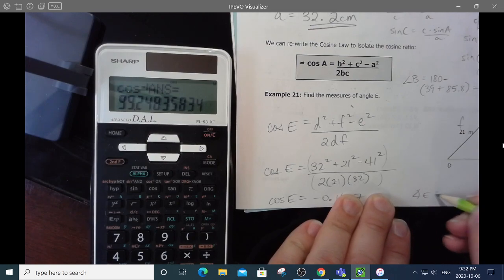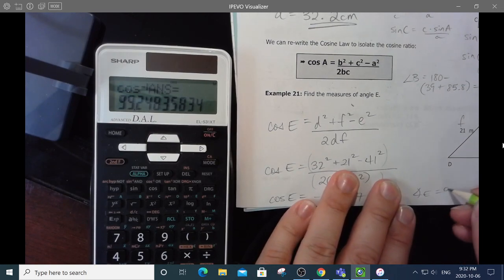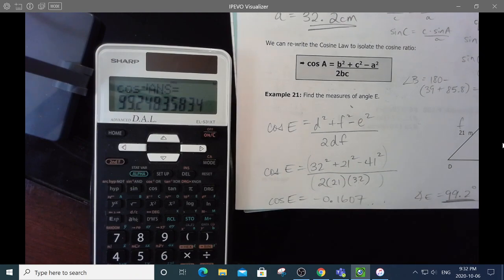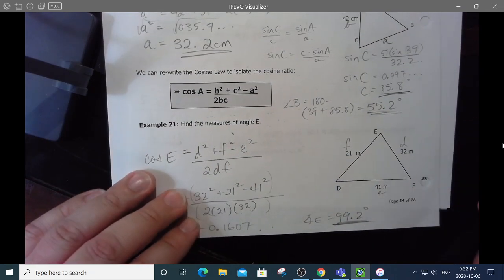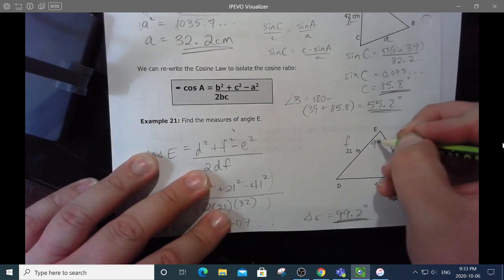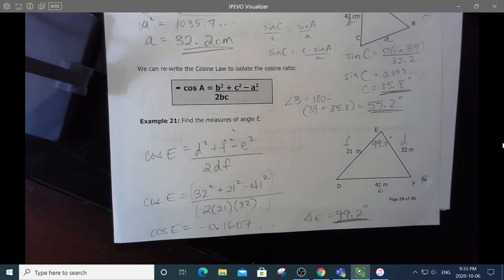Angle E is equal to 99.2 degrees. And as you can see, angle E looks obtuse in there, doesn't it? Okay, so the diagram's a bit goofy, but you get the idea. 99.2 degrees. We've solved it.